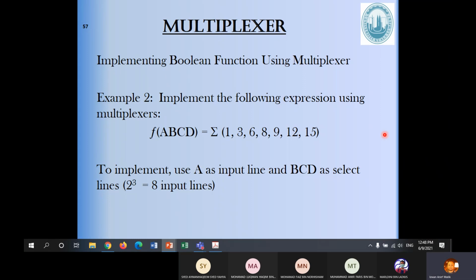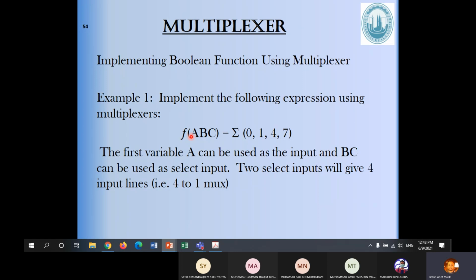Okay, this one, we have the second one. Yang ini dia banyak sikit. Implement the following expression using multiplexer and function of A, B, C, D. So ada 4. So to implement, use A as input line and B, C, D as the select line. So bila you ada selector 3, 2 kuasa 3, so sama dengan 8. So means that we are using 8 to 1 mux. Okay, A as the input, B, C, D as the selector.